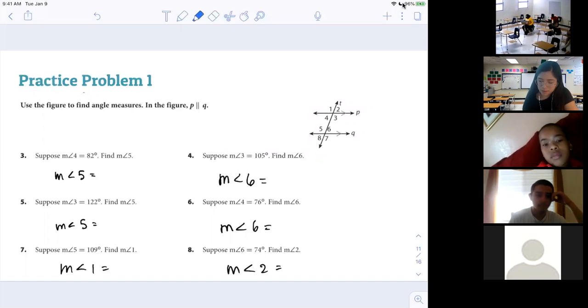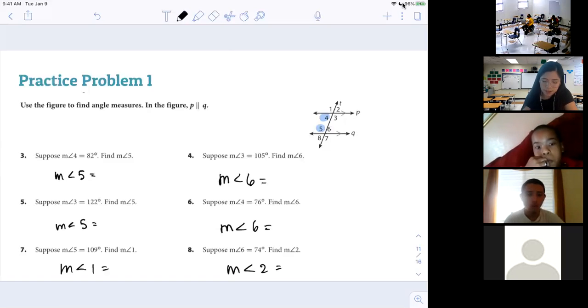So this is number 3. If angle 4 is 82, what's the measure of angle 5? Go ahead, Perla. Is it 98 degrees? How'd you get that? I did 180 minus 82. Perfect. You have to subtract from 180 because those two are supplementary angles.